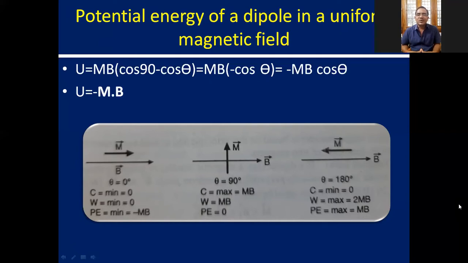Here you have to notice that for theta equal to 180 degrees, the potential energy of the magnetic dipole system is maximum. For theta equal to 0, the potential energy is minimum.